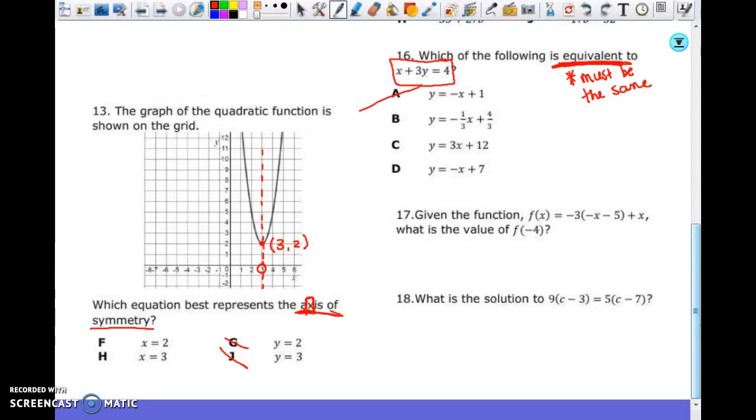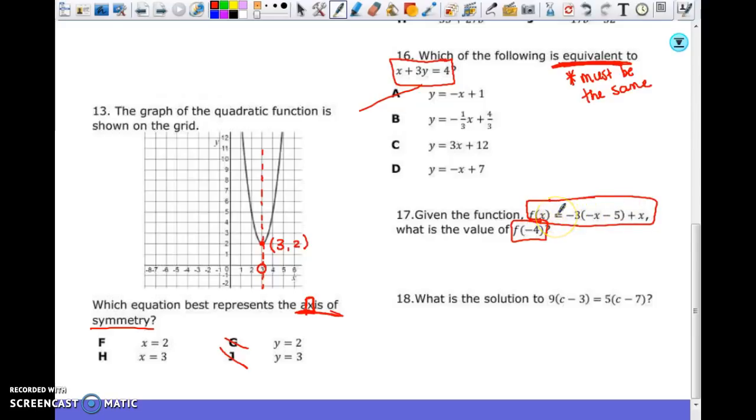The last two, 17 and 18. Okay, so number 17, given the function f of x equals -3, parentheses, negative x minus 5, plus x. What is the value of f of negative x? Remember, anytime you have f of a number, it's always f of x. They want to know what you get out for the y when the x is what. So anytime you see this notation, f of some number, they want you to plug this in, so plug all that in and look for it.